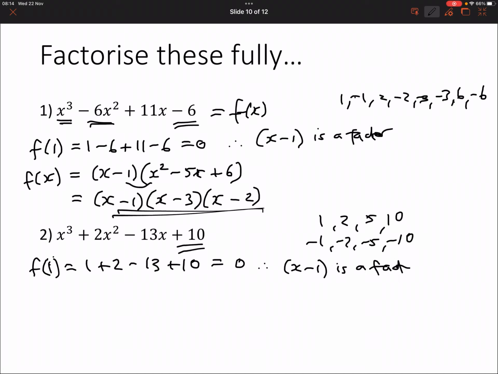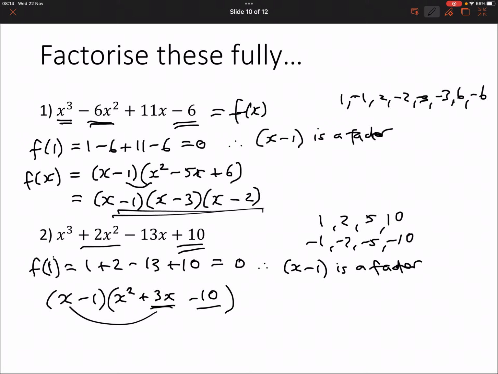I could keep going. I could try 2, and so on and so forth. I'm not going to, because I've got one factor already. So I know that my cubic is equal to x minus 1 times some stuff. You can stop it and fill in the rest, but let's just see. x times x squared gives me the x cubed. Minus 1 times something gives me the plus 10, so that must be a minus 10. And then I just look at my x squareds. So minus an x squared, but I want plus 2x squared. So here I must get plus 3x squared, so that must be plus 3x.